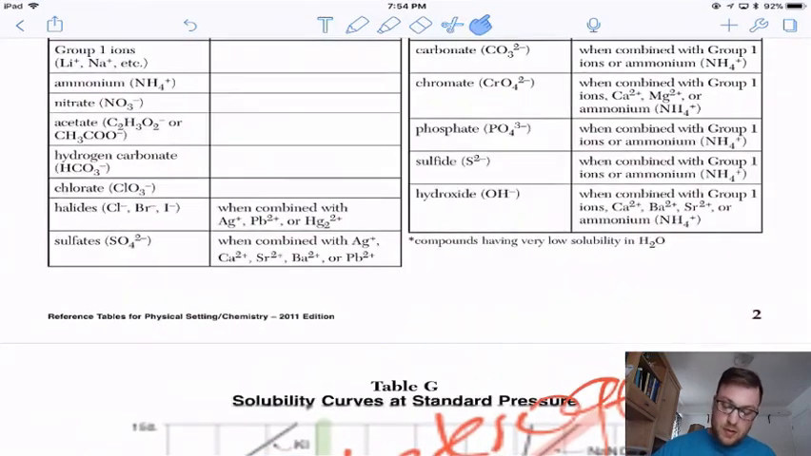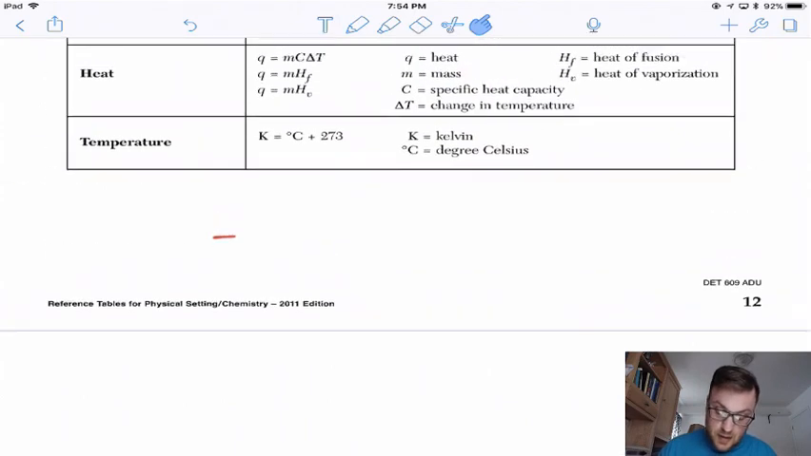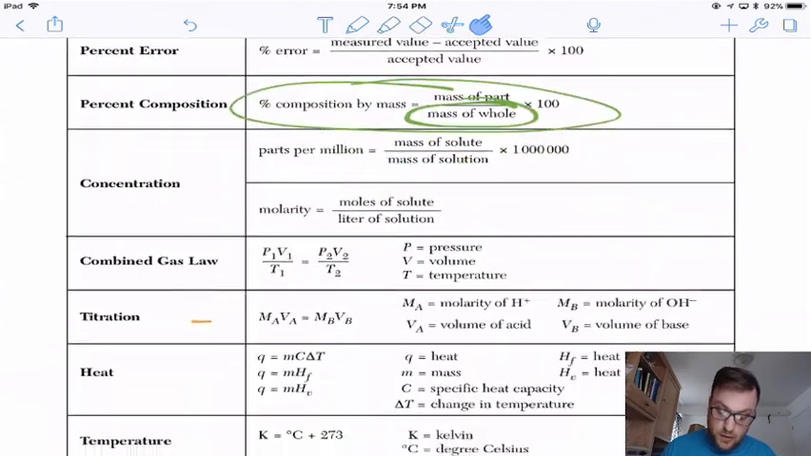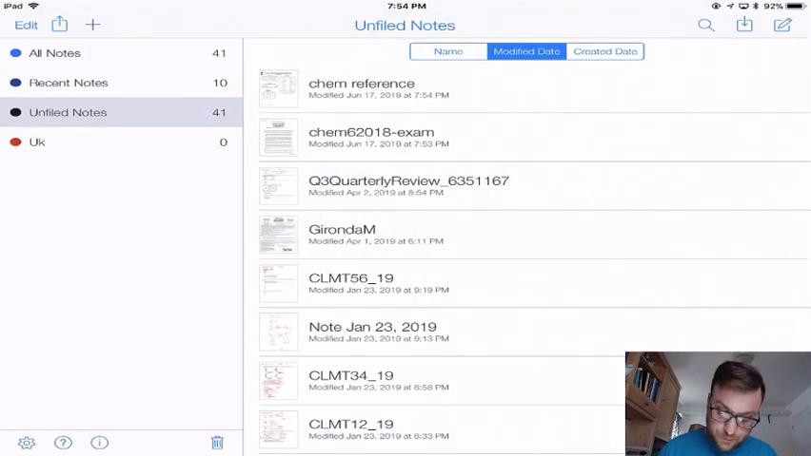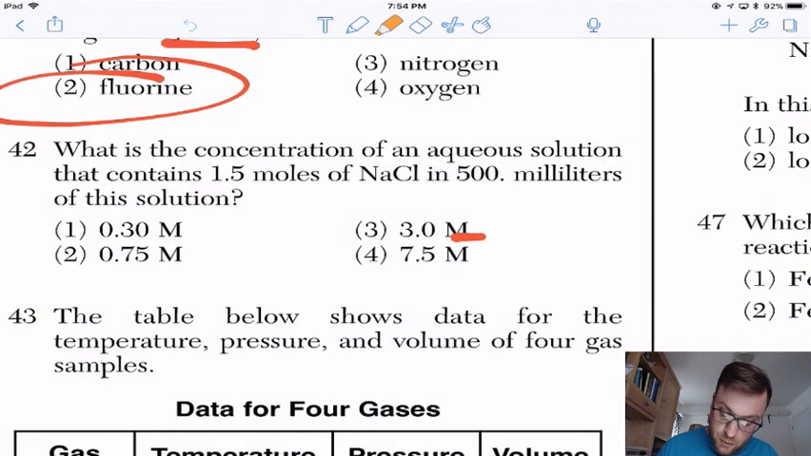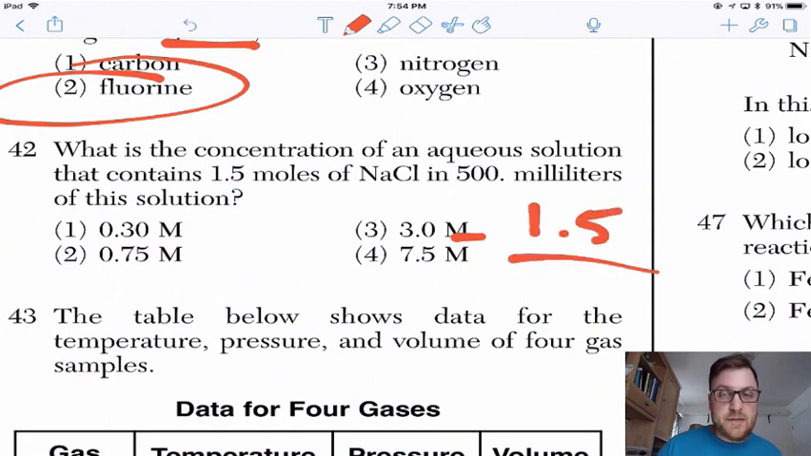So go all the way to the last page now, and you can get the formula for molarity. Molarity is moles per liter. Uh-oh, we gotta be careful. Moles per liter. My moles is 1.5. My liters is not 500. Luckily for us, none of the answer choices are 1.5 divided by 500.